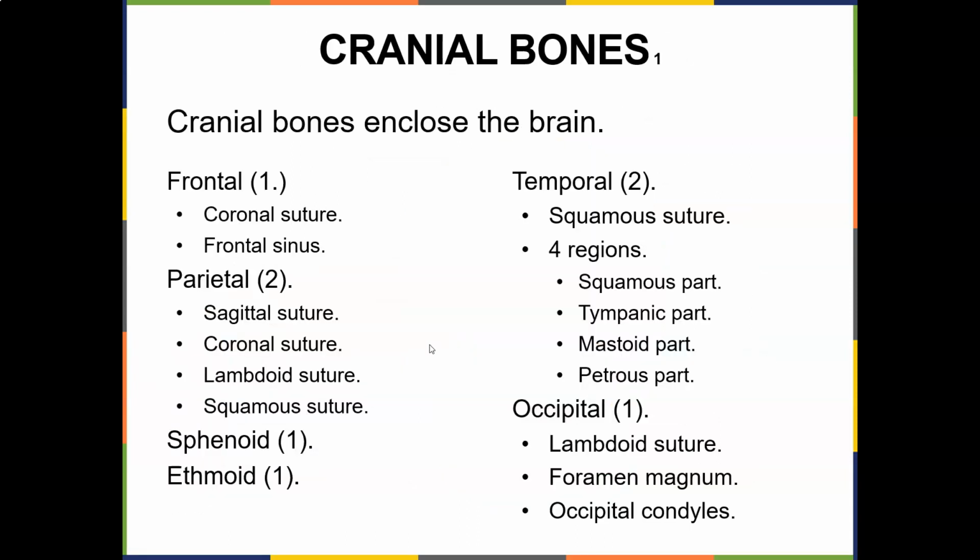Okay. Now, cranial bones enclose the brain. You have the frontal. You have a coronal suture and frontal sinus found in the frontal bone. You have two parietal bones. What are you going to find there? Sagittal suture, coronal suture, lambdoidal suture, squamous suture. You have one sphenoid, one ethmoid. Temporal bone, you have a squamous suture. And there you find four regions. You have the squamous, tympanic, mastoid, and the petrous part of the temporal bone. And then the occipital bone, you have lambdoidal suture, foramen magnum, and the occipital condyles.